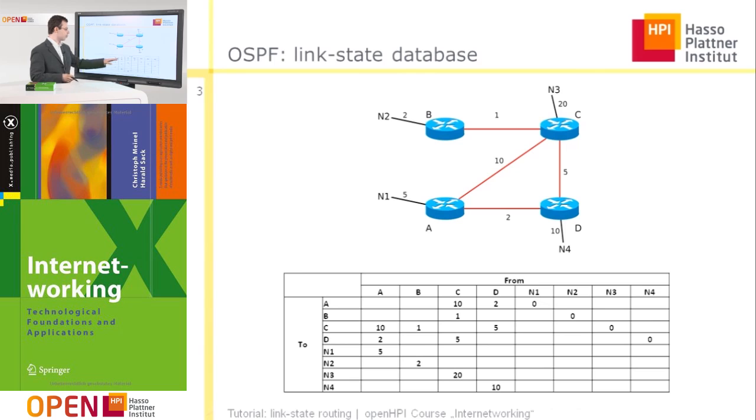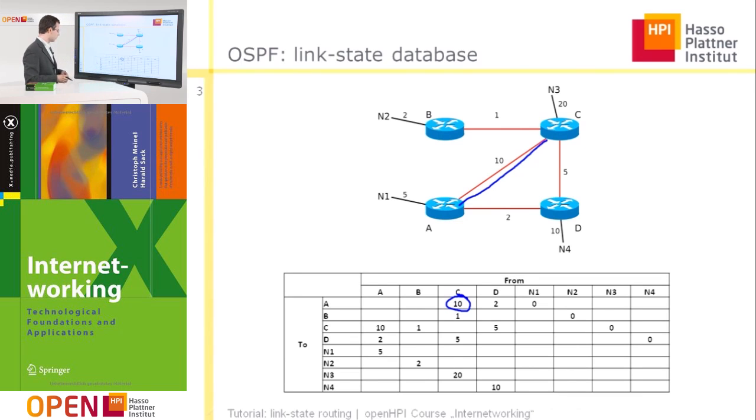The link state database looks like a table where each value represents a link from one node, from one vertex, to another. For example, this value means that there is a link from router C to router A with a metric of 10. For the links from the destination networks to the routers, the cost in this case should always be set to 0.